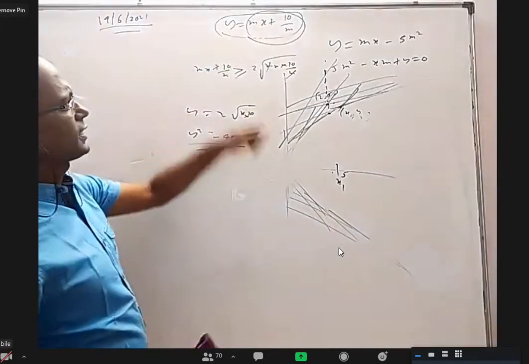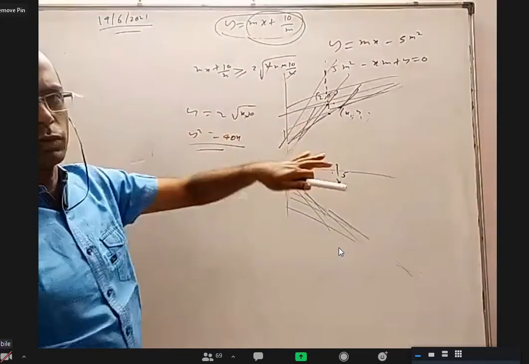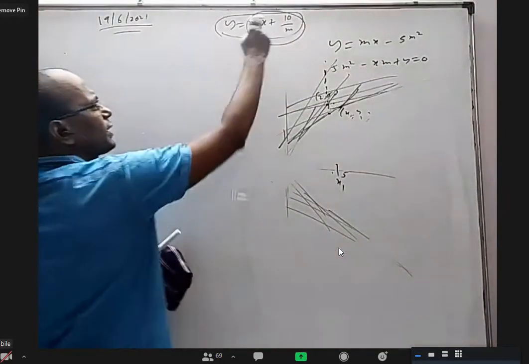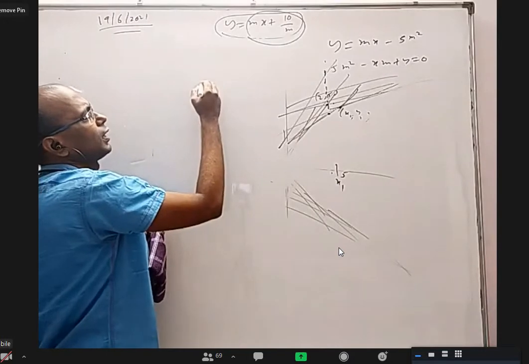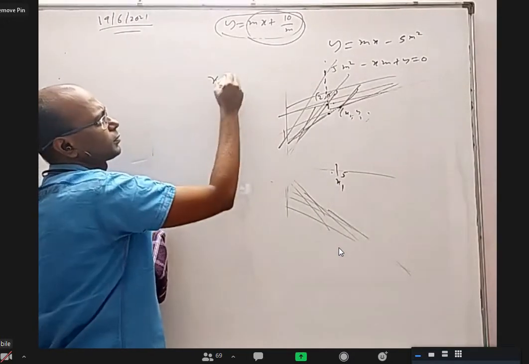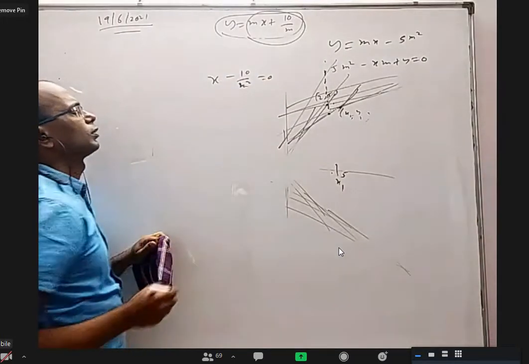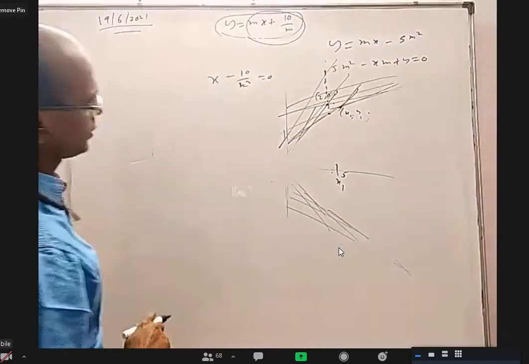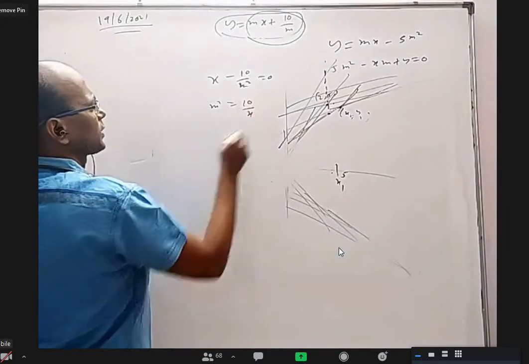So here the logic is you are fixing the x coordinate. As you change m, the y coordinate changes. For a point on the curve, the y coordinate will be extreme. The same thing can be done where you differentiate this with respect to m. When you differentiate with respect to m, m is a variable, x is a constant. So I'll get x minus 10 by m square. Now from this and this, I have to eliminate m. So m square is equal to 10 by x.